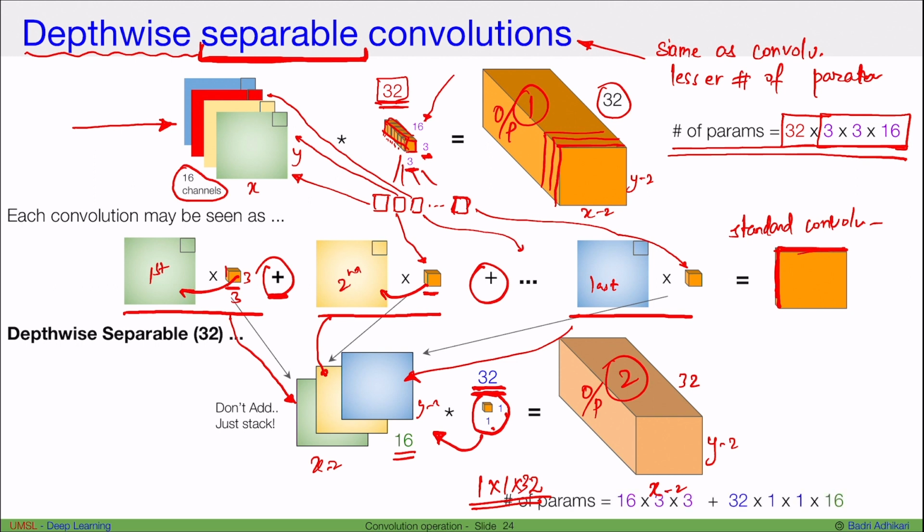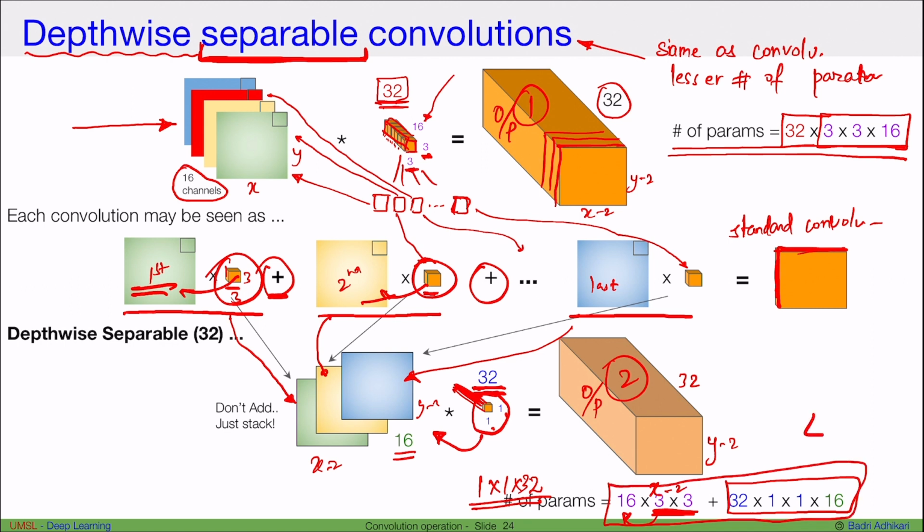Here, what we have done is we have multiplied 3 by 3 with the first, 3 by 3 with the second. So we have 3 by 3 matrices doing 16 multiplications plus 32 of the 1 by 1 by 16 filter, because these 1 by 1 filters have to match with the input, so their depth should be equal to the number of channels in the input. So the total number of parameters that we have is much less than the number of parameters that we have if we use regular convolution.